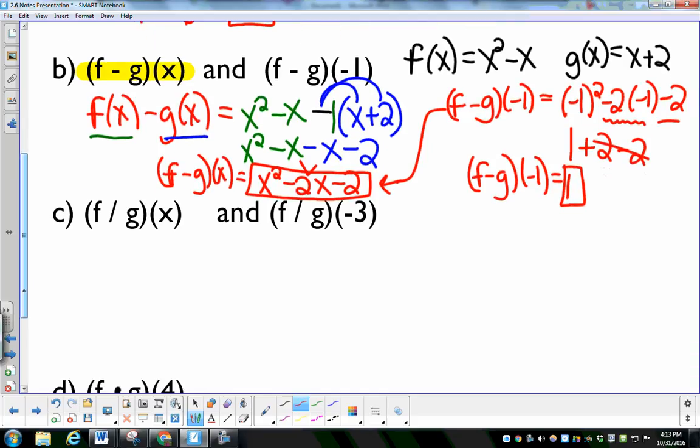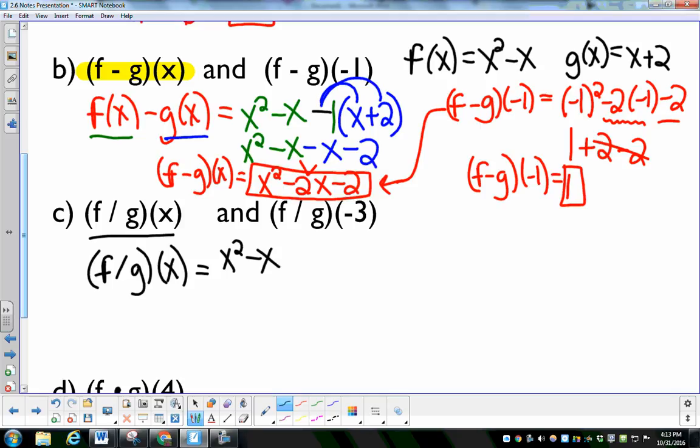All right, so now what we're going to be doing is something similar, but we are dividing here. So I'm going to be doing f divided by g of x. So the first thing I need to do is write it with just in terms of x. So f divided by g of x is just f of x divided by g of x. And we write it as a fraction. So my f of x I'll write on top. That's x squared minus x. That comes from the problem. And we're dividing it by g of x, so that is x plus 2.